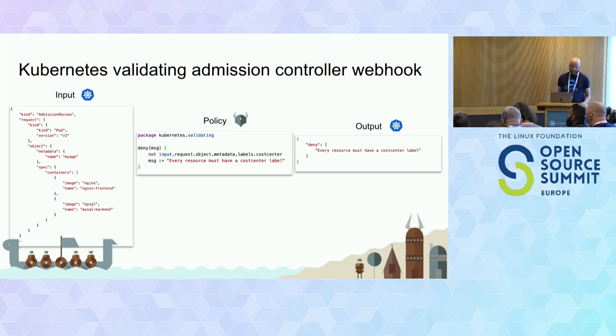So we just have some JSON data here, where we see, okay, these are the containers which are about to be deployed. We have a simple policy in the middle, which says, if not input.request.object.metadata.labels.cost-center, then every resource must have a cost center. In this case, we return a string so that the admin actually knows. It's not very useful if we were to just say deny here, because how would you know what to fix? So we say every resource must have a cost center label, and that error message is going to be propagated back to the user who made the request so that they can remediate that.